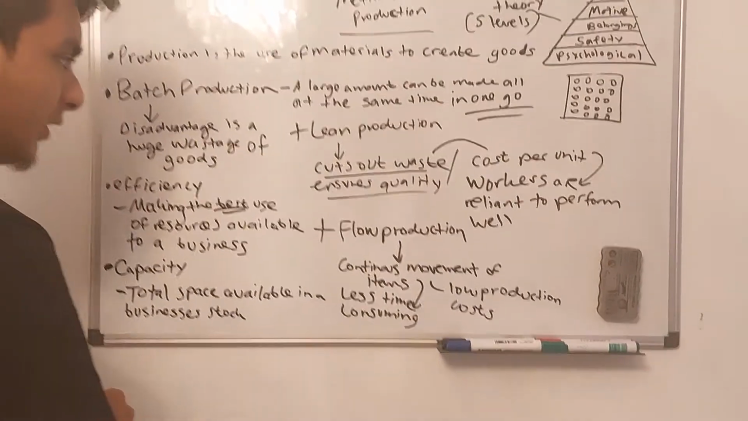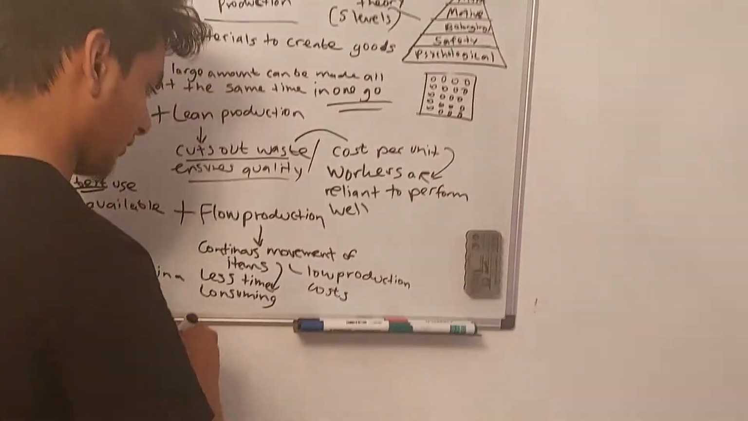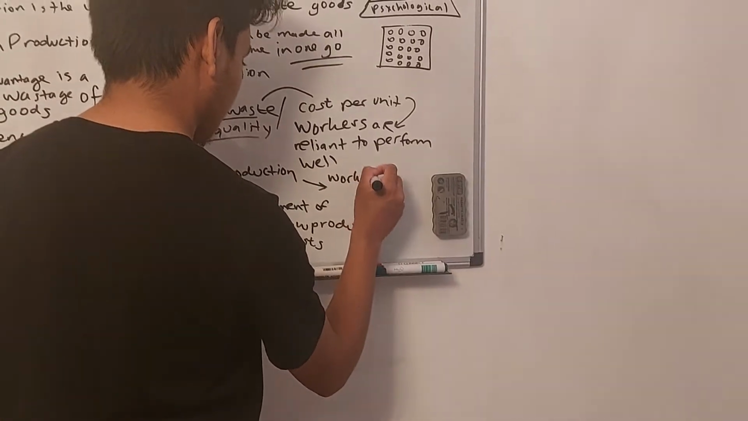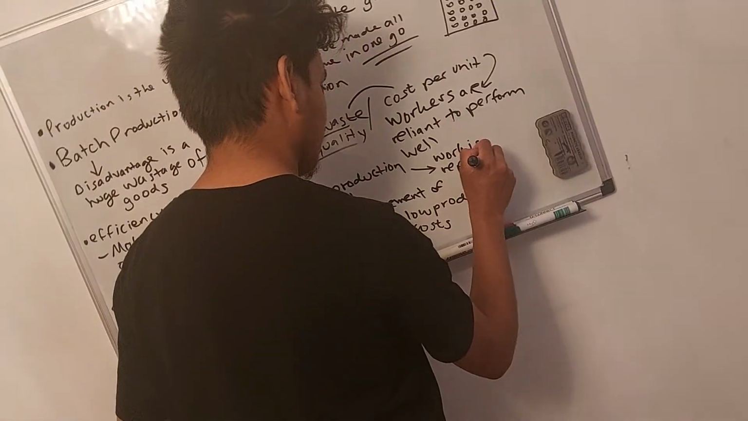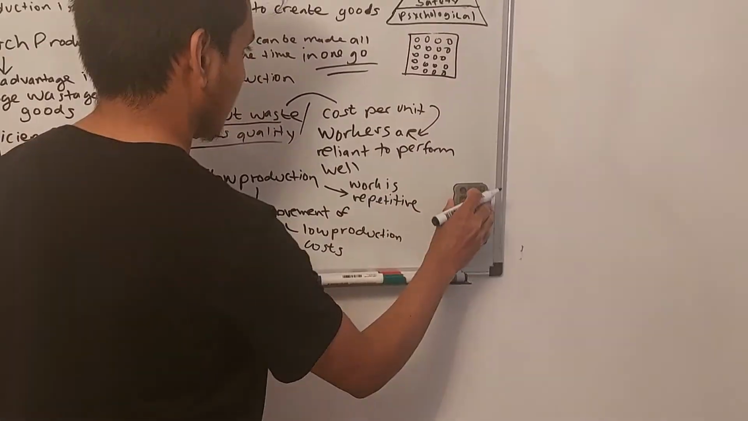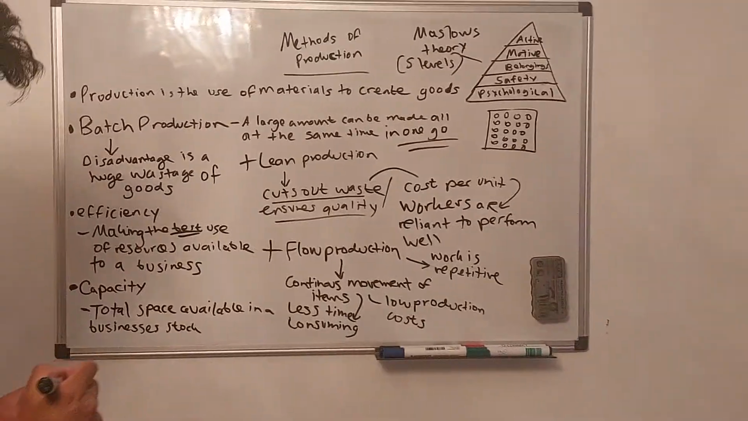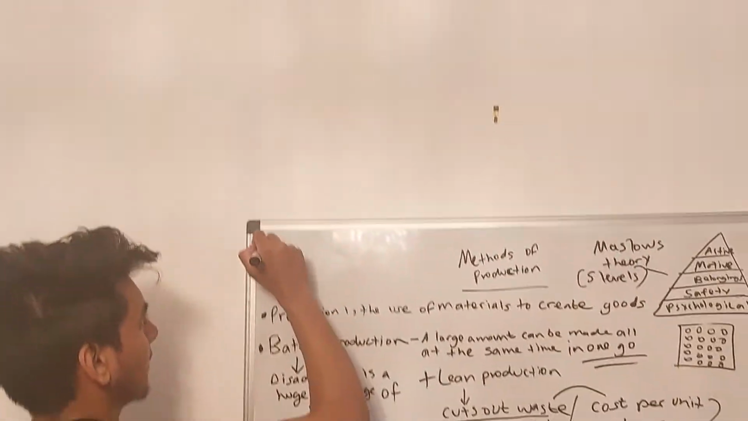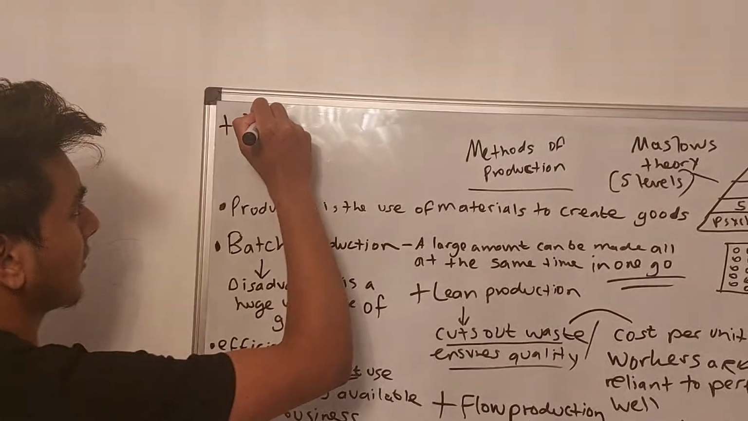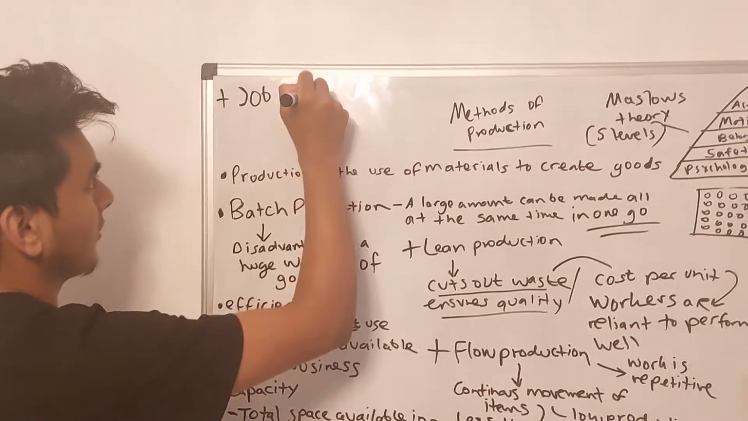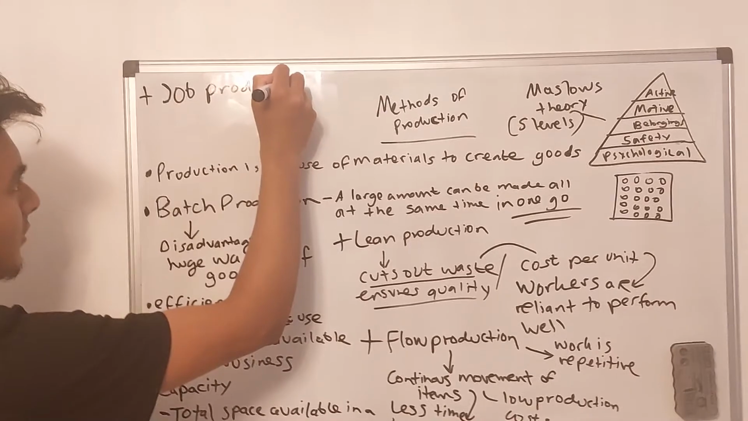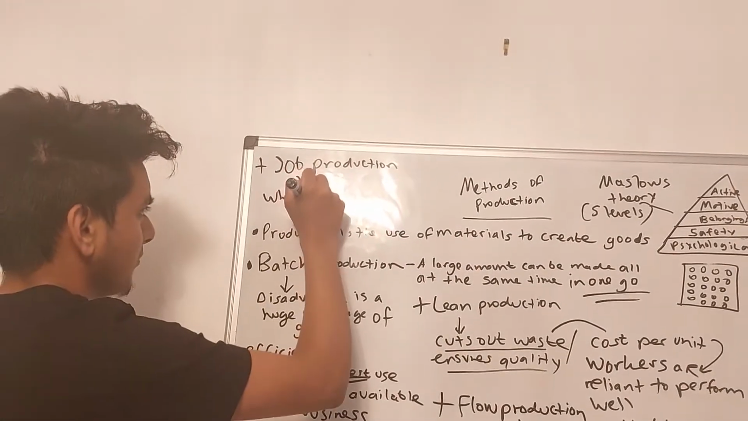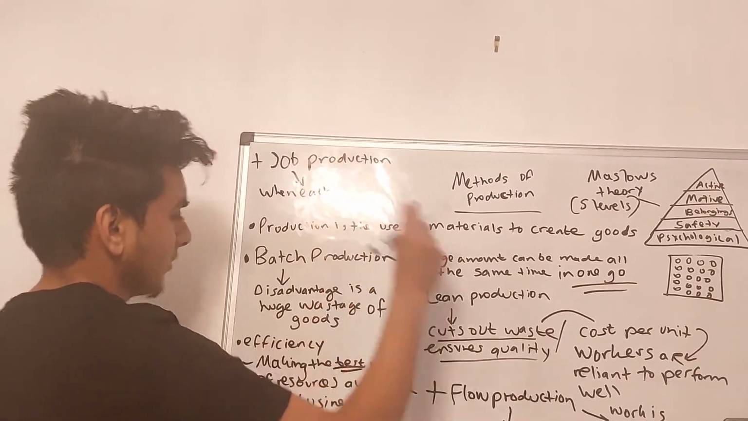The disadvantage is that work is repetitive and boring. And the last one I'll go through today is job production. This is the easiest one, because this is when each item is made individually and is finished.